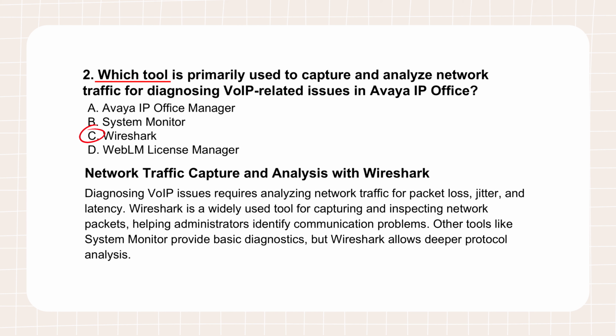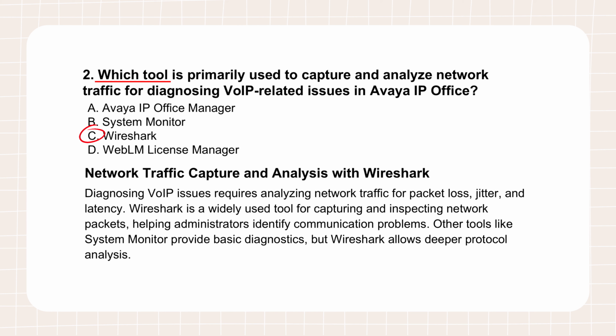Exactly right. The IP Office Manager is your main administrative console. You use it for configuration and day-to-day management. System Monitor gives you real-time metrics on the IP Office system's health and performance, CPU usage, things like that. And WebLM, as we'll touch on later, strictly deals with licensing. None of them have the capability to dissect network traffic down to the individual packet level like Wireshark does.